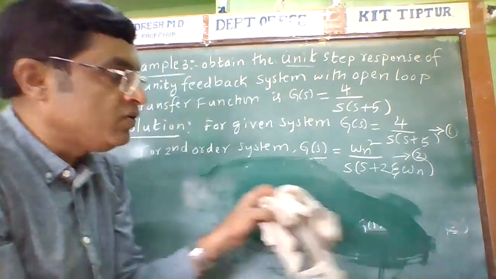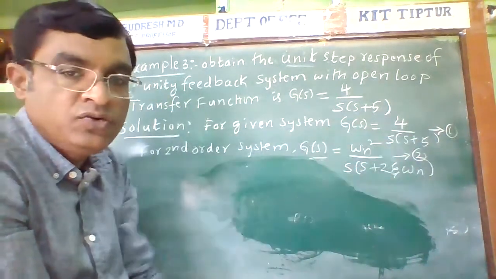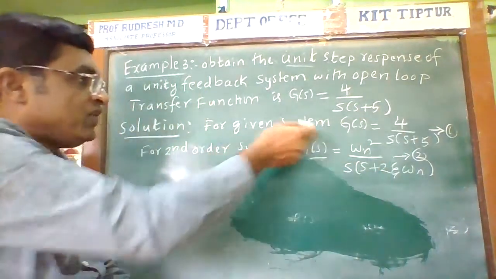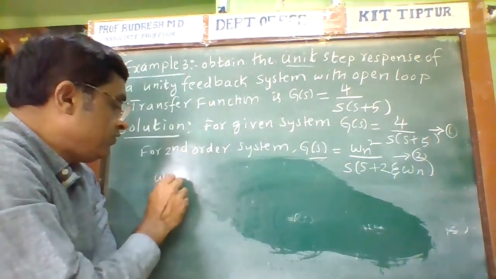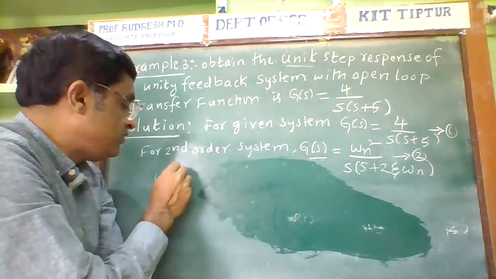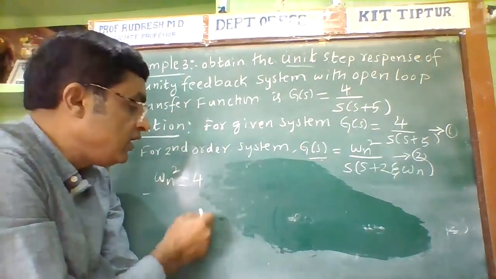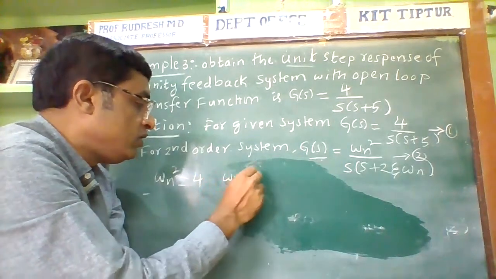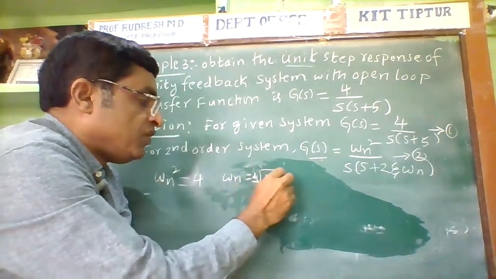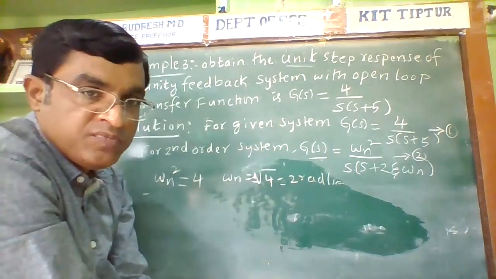G(s) value is equal to this. If I compare these two equations, then we can get the natural frequency. Comparing the numerators of both equations, omega n square is equal to 4. Omega n is called the natural frequency of the system. Therefore, omega n is equal to square root of 4, which is 2 radians per second. We have calculated 2 radians per second.